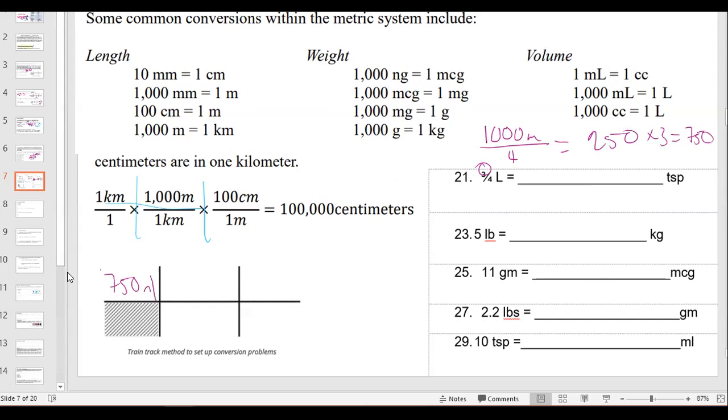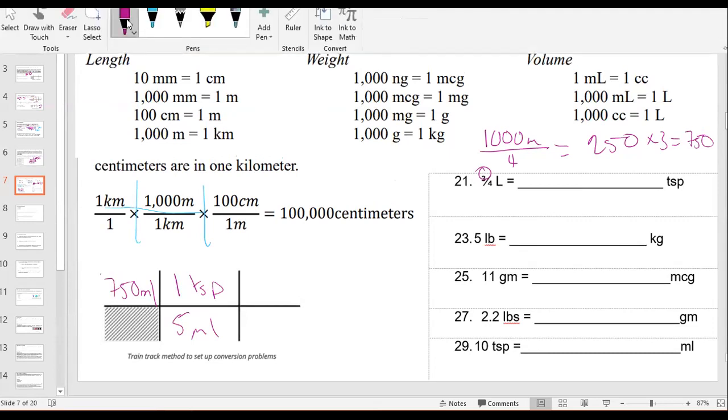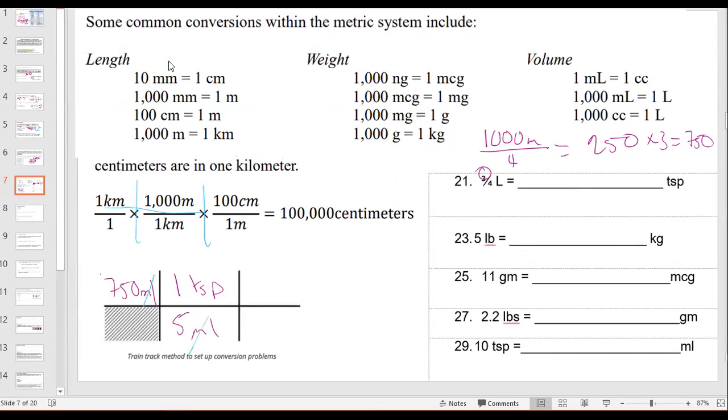What's my conversion to go from teaspoons to mLs? 1 teaspoon is how many mLs? 5 mLs, right? Where am I going to put my 5 mLs, on top or bottom? Bottom. 5 mLs and my teaspoons. Is that going to cancel my mLs? Yes. And I'm looking for teaspoons. So that'd be 750 divided by 5 equals what? 150 teaspoons. Okay.